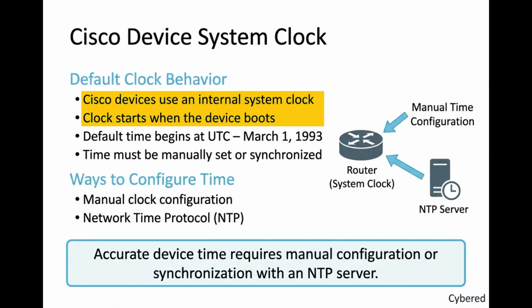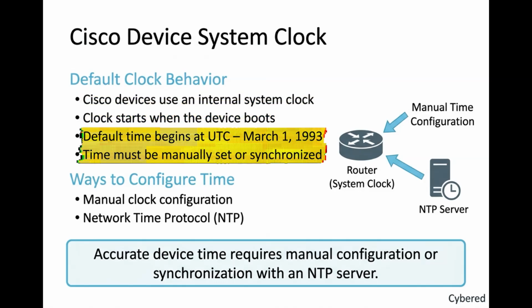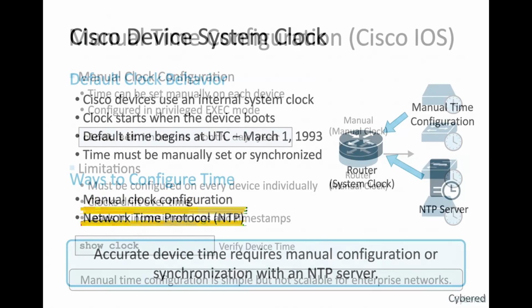Cisco iOS devices maintain time using an internal system clock, which starts when the device boots. By default, Cisco devices do not automatically use the correct time and date. Instead, the clock begins at UTC Monday, March 1st, 1993, meaning it must be configured manually or synchronized with a time server. There are two ways to configure time on a Cisco device: manual configuration and network time protocol, NTP.